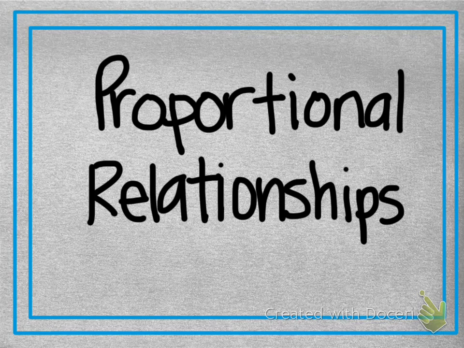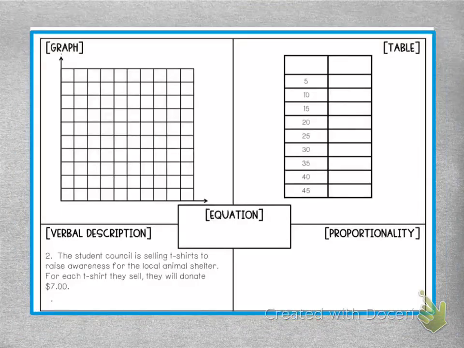Okay, so now we're going to go through proportional relationships part 2. We're going to start with this scenario right here. It says the student council is selling t-shirts to raise awareness for the local animal shelter. For each t-shirt they sell, they will donate $7.